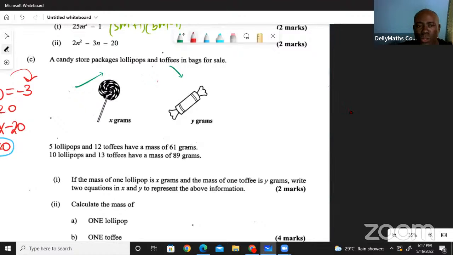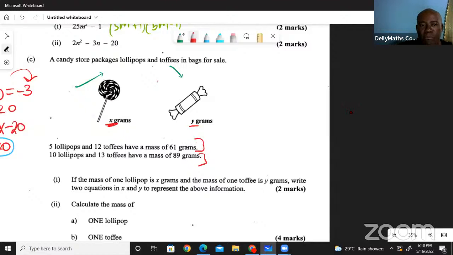All right. So then we're going to set them up somewhere up here so that we could get some working space. The question reads, if the mass of one lollipop is X grams, and the mass of a toffee is Y grams. So they're telling us we're going to be dealing with variables X and Y for the lollipop and for the toffee respectively. It says write 2 equations in X and Y to represent the above. This is a simultaneous thing, and that is why they gave us 2 cases that produce 2 different results.